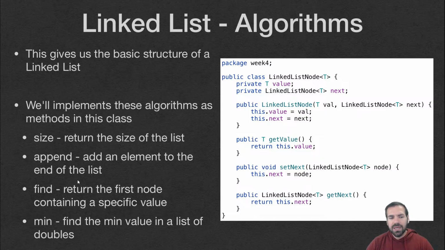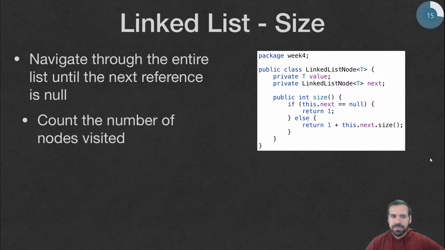So let's do three simpler ones to get warmed up to the idea of writing algorithms that work with a linked list. And spoilers, it's going to be recursion and null checks. Those are the two big things that we have to think about. So let's do size. So here's my size method, and this is in the linked list node class.